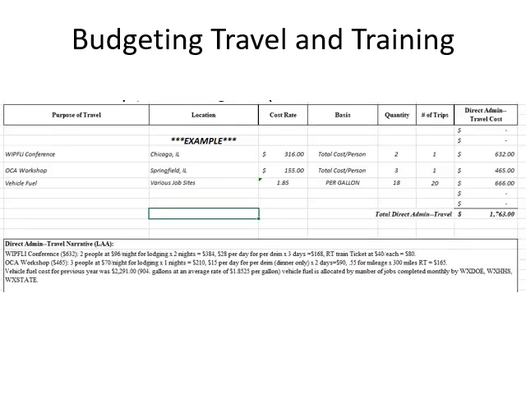Here is an example of how you might budget for the travel and training category. As you'll notice here, there are a couple conferences listed. There's a WIPLE conference and an OCA workshop, and they also itemized vehicle fuel. If you'll notice in the WIPLE conference, the cost is $316, and that is listed under the total cost per person as far as the basis. The quantity here represents the number of people traveling, as I mentioned on the previous slide, and the number of trips is 1.